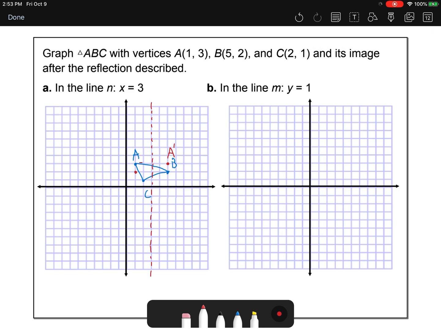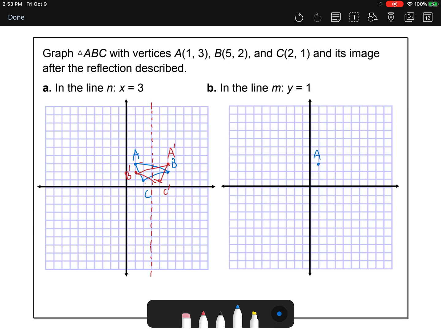How far is B away? 2 units, right? 1, 2, so 1, 2, there's B prime. How far is C away? 1, there's C prime. Draw your triangle. That would be the reflection at x equal 3. Pretty cool.